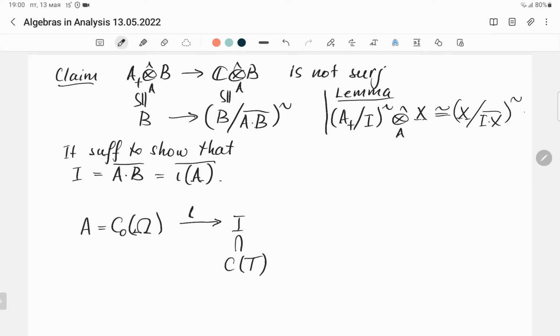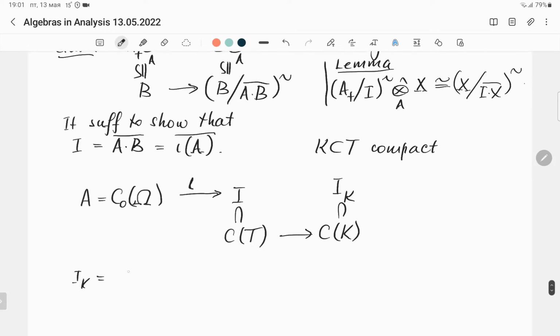And to show that the range of iota is dense in I, we take any compact subset K of T. So we have here the restriction map of C of T onto C of K. And we introduce a similar ideal IK in C of K, which consists of all functions on K which vanish at the intersection of K with S. So we get the following diagram.